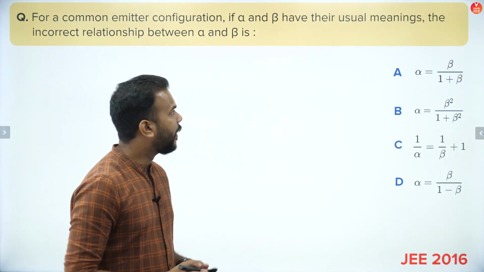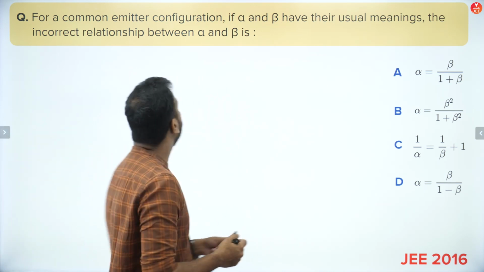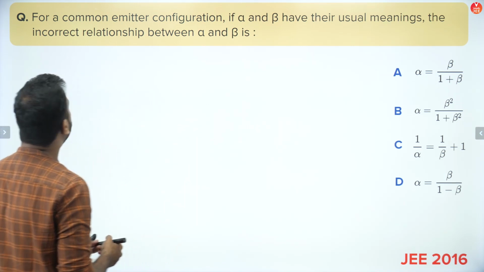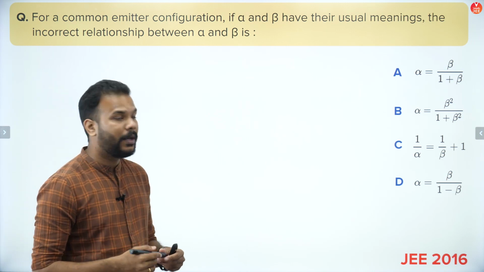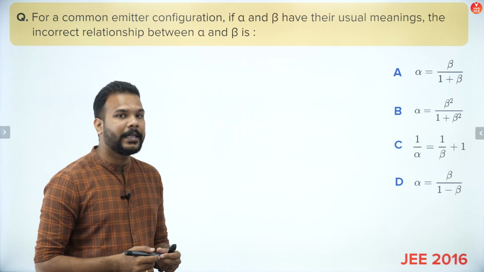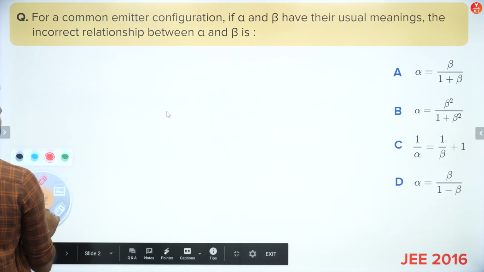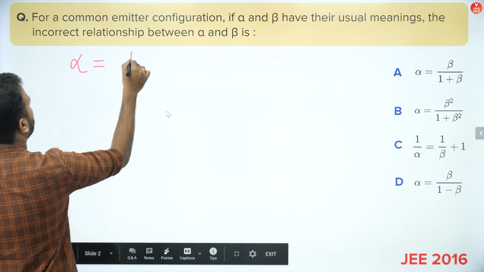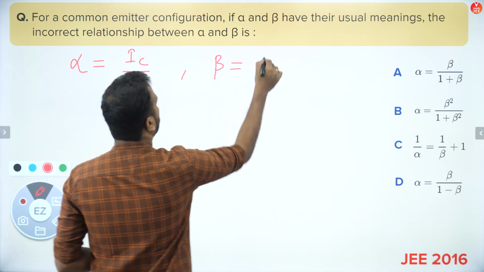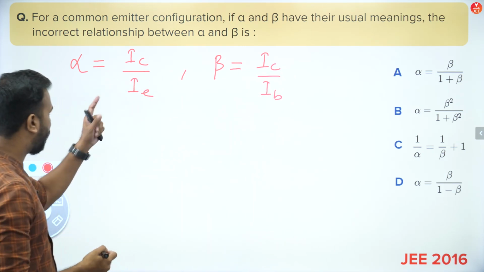Okay, so what you see here in the question is basically about a common emitter amplifier, which says that in the common emitter configuration, if alpha and beta have their usual meanings, then the incorrect relation between alpha and beta will be what? That is basically what we have to find out. Well guys, you know that alpha and beta are basically the current amplification factors in an amplifier. So if we write the formula, alpha is written as IC by IE and beta, as you know, is IC by IB. Yeah, that's what alpha and beta are.